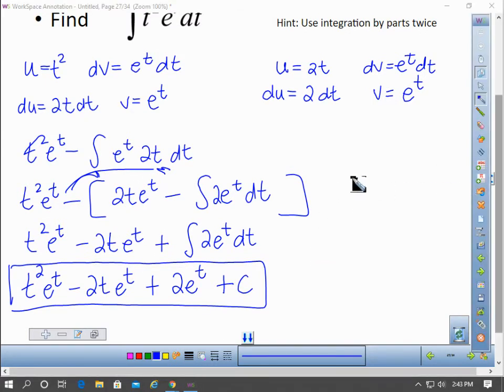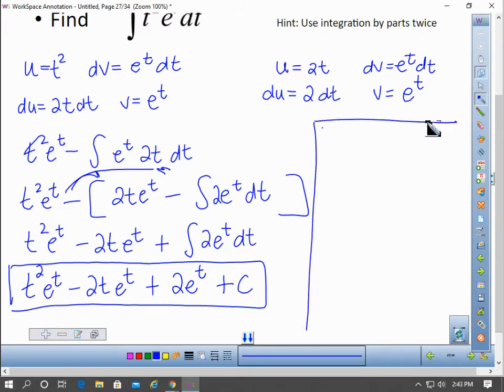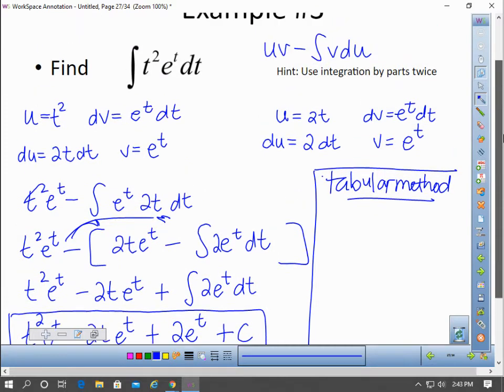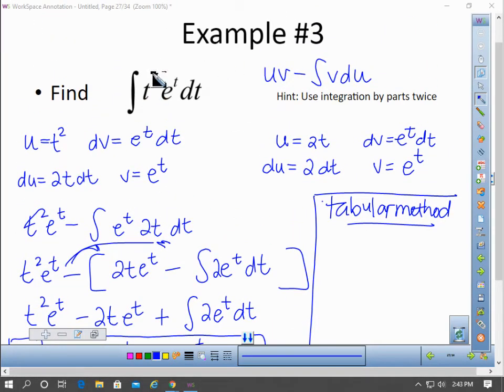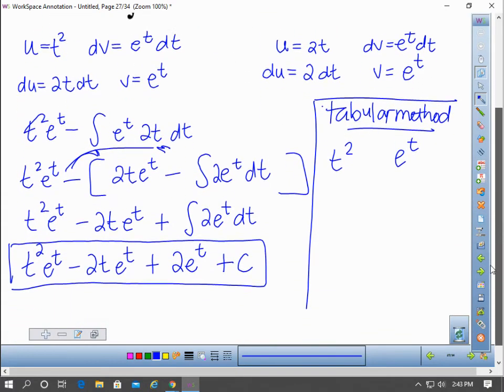All right, now I told you this also works with the tabular method. So let's do this with the tabular method. The tabular method works really well when you have a polynomial as part of one of your terms, okay? So up here in our original problem, we had a t squared. So t squared is a nice polynomial. And then the other term is the e to the t. Okay, and we don't need the dt. You don't write that part. All right, so we're just looking at the two terms.